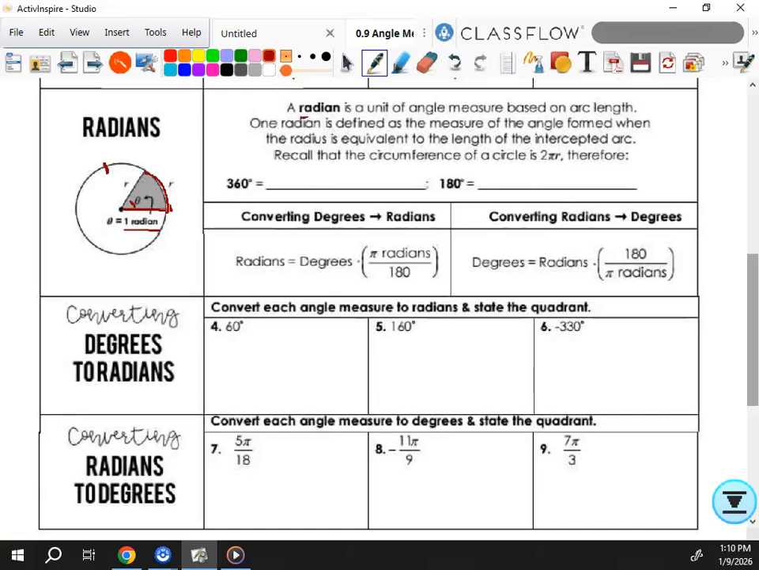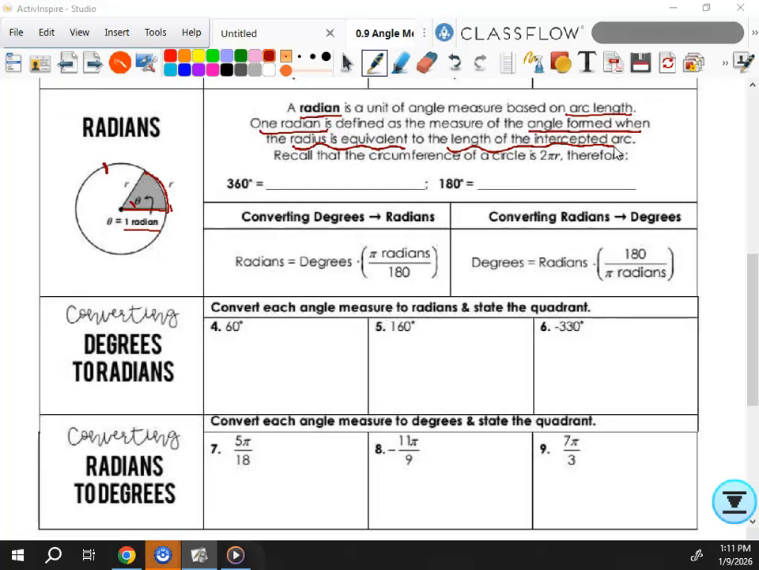A radian unit is a unit of angle measure based on arc length. 1 radian is defined as the measure of the angle formed when the radius is equivalent to the length of the intercepted arc. So that's 1 radian, but in general, it's the arc length divided by the radius, okay? So let's look at this real quick, and then I'll put this back up here.